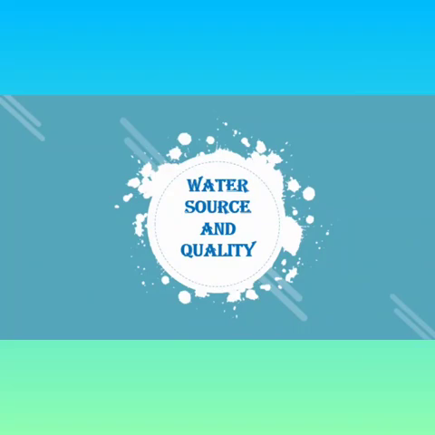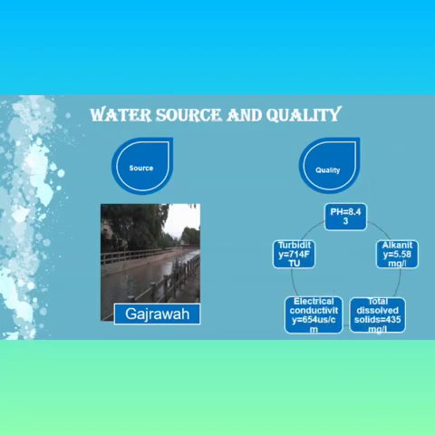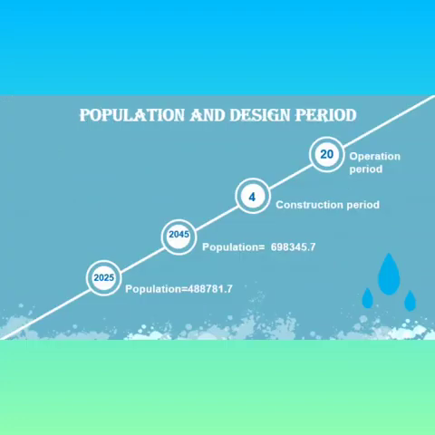Now, which is the water source and what is the quality of that source? Now we will discuss that. The water source which is mostly used by the people of Nawabshah for drinking purposes is the Gajrawa Canal. It is located at the center of Nawabshah city, and it possesses a high pH of 8.4 and a high turbidity value of 714 FTU. So it is not fit to consume directly for drinking purposes.